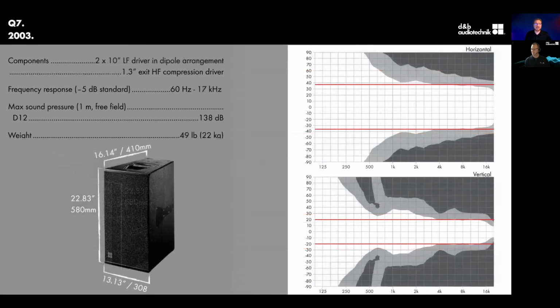And then they released in 2003 the Q7. That again was 75 degrees in the horizontal, 40 degrees in the vertical. Very similar frequency response, actually went lower in frequency response. Same SPL output, but only weighing 49 pounds. So the question is, how were they able to get this small cabinet to have almost exactly the same features as a C7? And really, we just took advantage of physics.